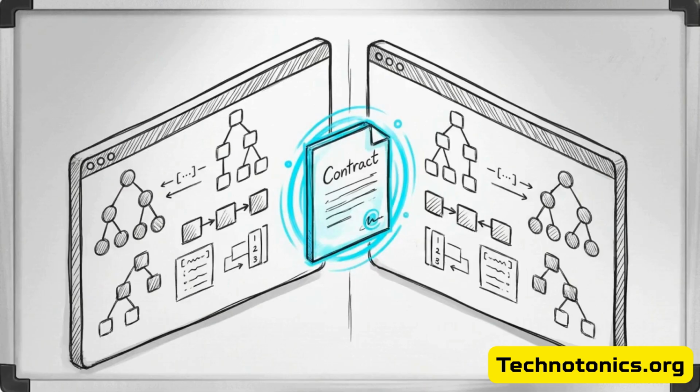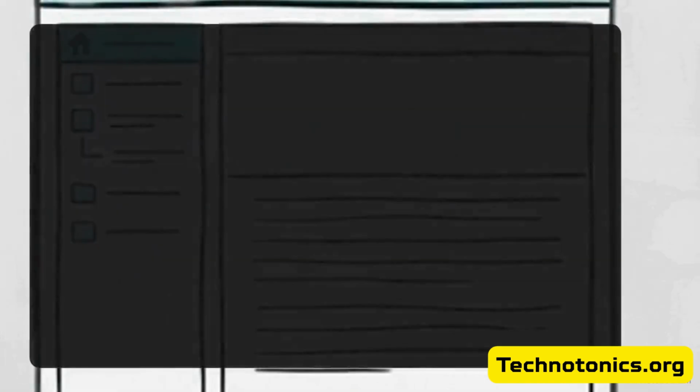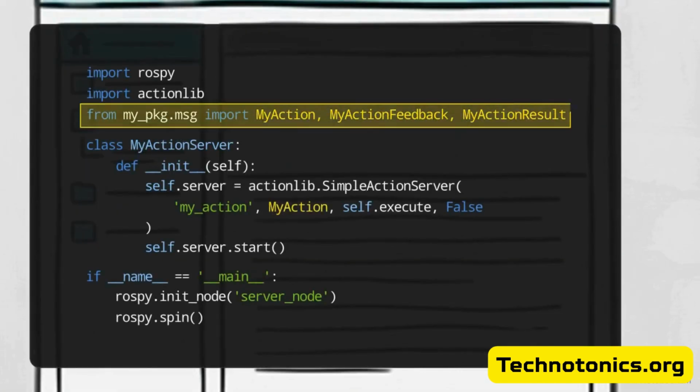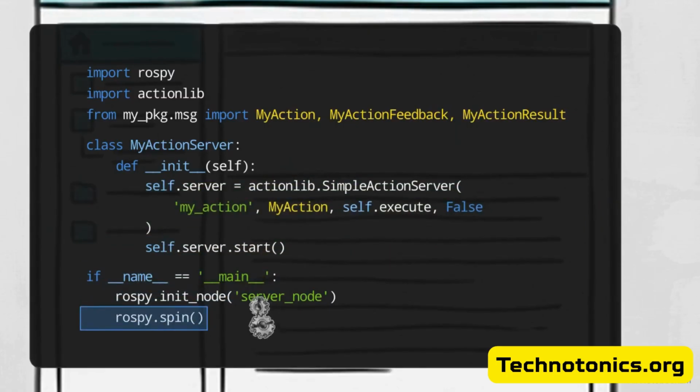This compiled file acts as a strict structural contract, guaranteeing the client and server format their data using the exact same language. Next, create a new Python script for the server. We will build this node using the SimpleActionServer class provided by the actionlib library. Look at the top of the script. We bring in 3 specific imports mapping to our generated messages. Inside initialization, we bind the SimpleActionServer to the youraction namespace. Finally, rospy.spin tells the node to loop indefinitely, listening for incoming client requests.